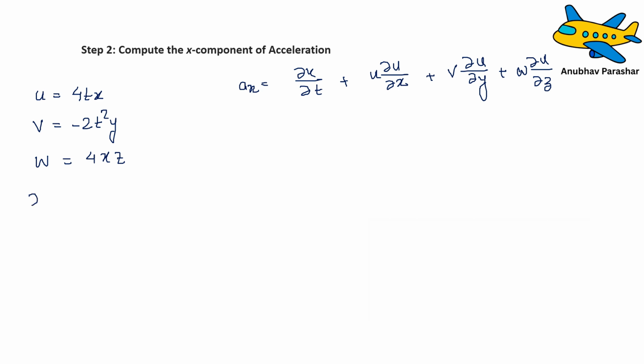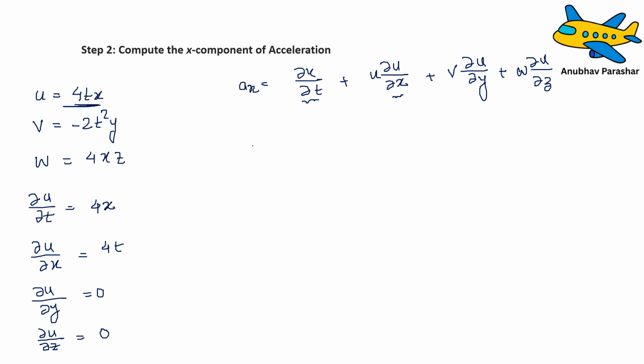So if you do del u by del t, the first term, it is coming out to be how much? 4x. If you do del u by del x, it is going to be 4t, this term. Similarly, if you do del u by del y, what will be the value of del u by del y? As you can see, u does not contain any y term, so it is going to be 0. Similarly, what will be del u by del z? Since the u term does not contain any z term, it is again going to be 0.